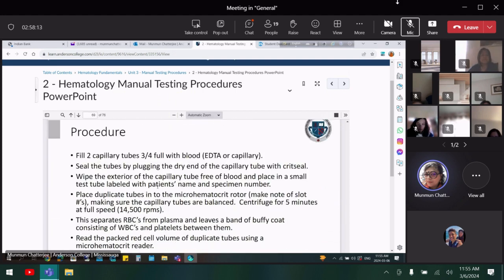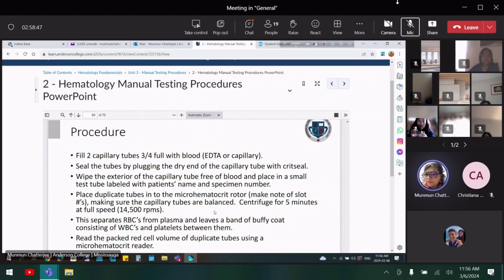We fill 2 capillary tubes 3/4 full with blood. 3 parts will be filled with the blood, and 1 part you can leave, up to the ring. Seal the tubes by plugging the dry end of the capillary tube with the sealant. Wipe the exterior of the capillary tube free of blood and place it in a small test tube labeled with the patient's name and specimen number, so that you don't lose track of whose hematocrit tube is whose.